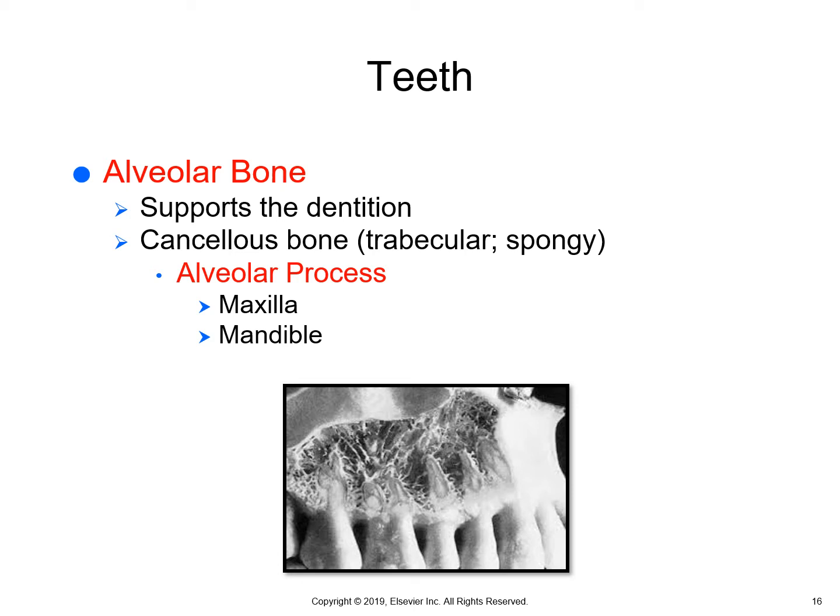So alveolar bone supports our dentition. It is cancellous bone, or trabecular or spongy. And if you look at this image, if you took off that compact bone that covers the maxilla, this is what you see. And that is trabecular or spongy. It looks like a sponge, and all of those holes and spaces provide areas for nerves, nutrition, and blood vessels to travel. The alveolar process is made up of both the maxilla and the mandible.